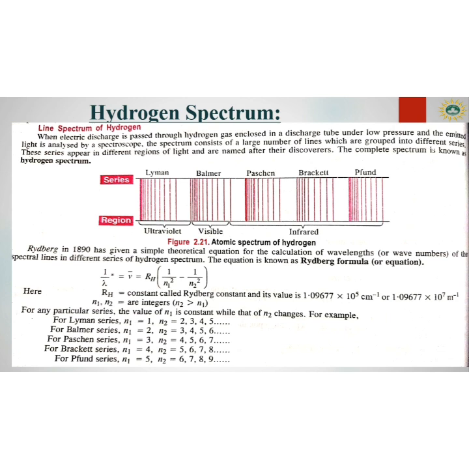Now for a particular series, like the Lyman series, n1 will be always fixed. For any series, n1 will be fixed. For example, for the Lyman series, n1 will be always 1. For Balmer, the n1 value will be always 2. For Paschen, the n1 value will be always 3. For Brackett, the n1 value will be always 4. And for Pfund, the n1 value will be always 5.